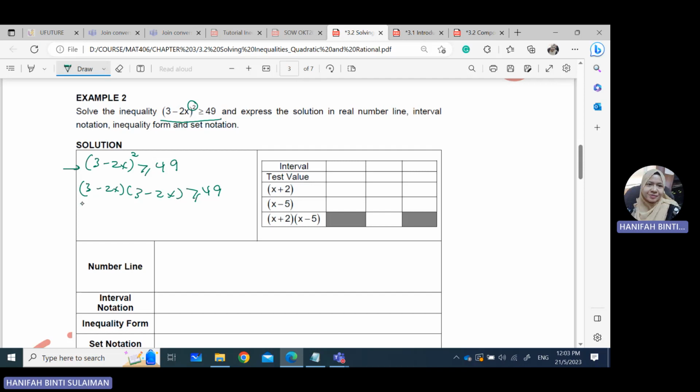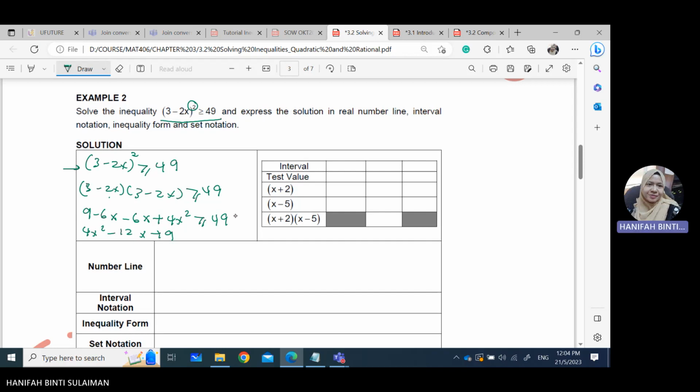So we expand. Kita darab 9. 3 kali 3, 9. 3 kali negative 2x, we have negative 6x. So this one multiply negative 2x times 3, we have negative 6x. Negative 2x times negative 2x, we have positive 4x squared greater than or equal to 49. Okay, so simplify inside here in the left hand side. So here we have 4x squared minus 12x plus 9.